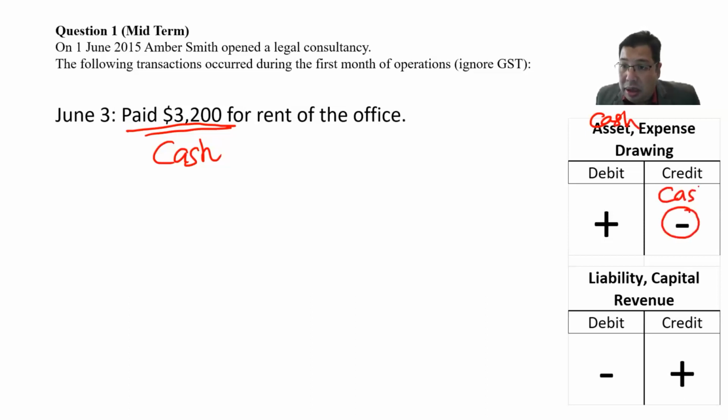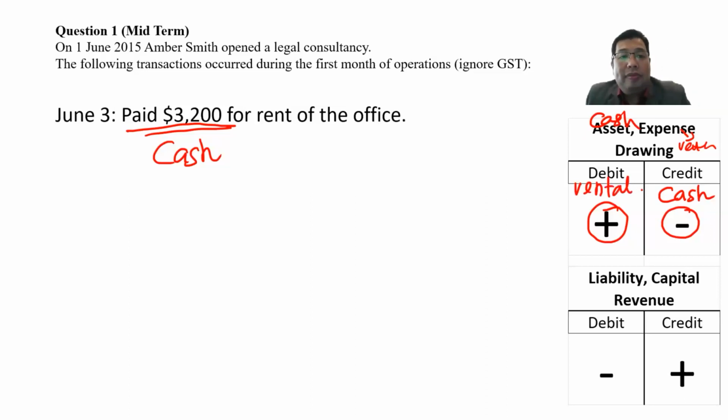This is your cash. You're going to credit your cash account. And what is rent? Paying rent for the office. Is it income or is it expense? So rental is a business expense. It follows the same rule as cash, but now your expense, this is your rental, increases.